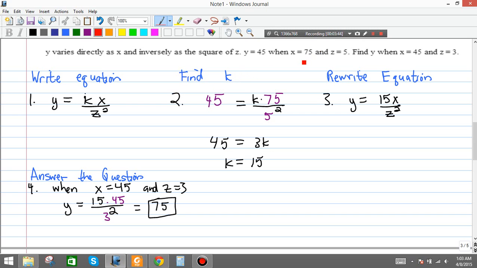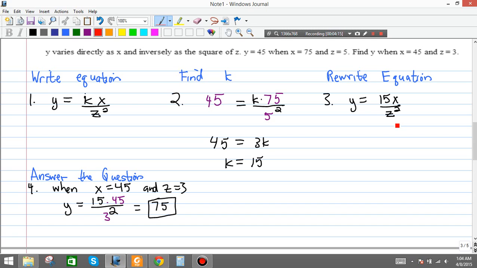Find the constant k. We'll use this extra information to find the constant k. When x is 75 and z is 5, then y is 45. And so we plug all that in. K is the only unknown here, so we can solve for it. 75 over 25 is 3. 45 is equal to 3k. Divide both sides by 3. K is 15. We then go back and replace this k with 15. Y is equal to 15x over z squared.